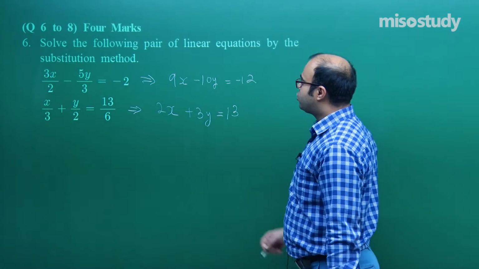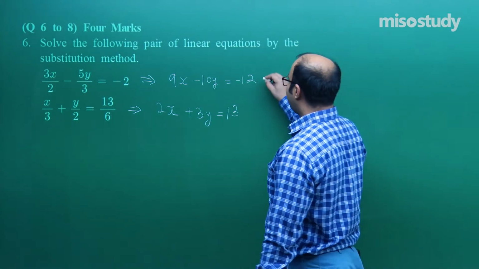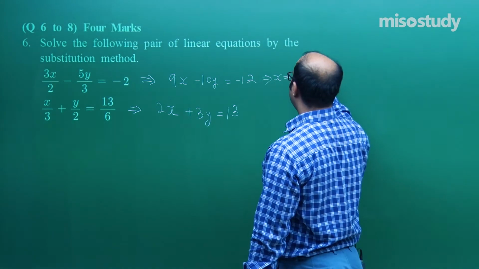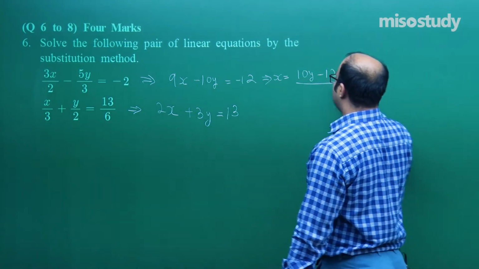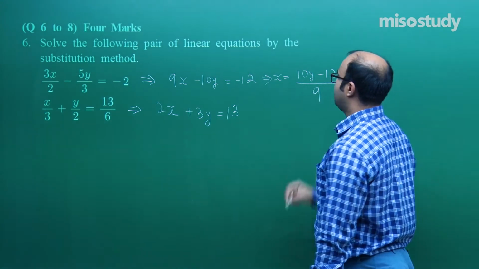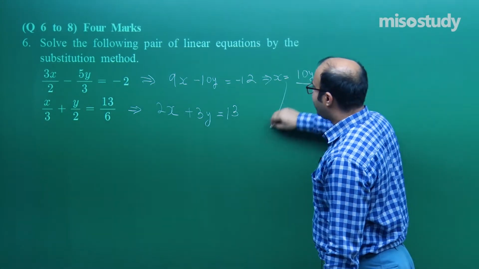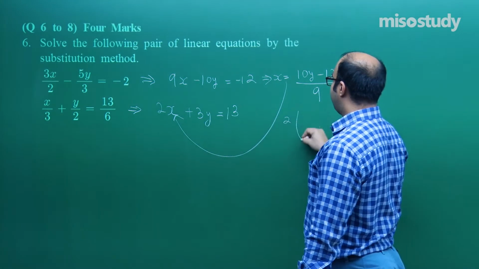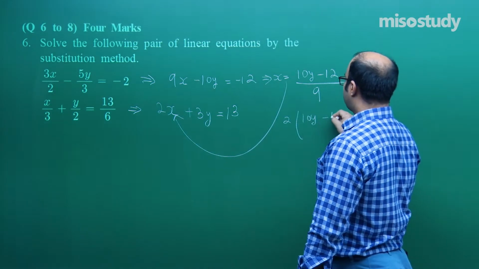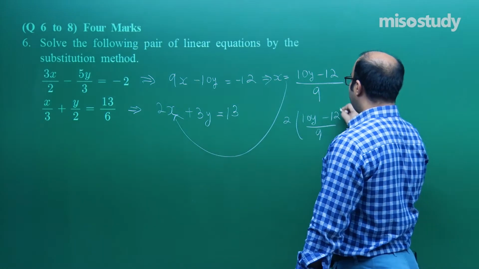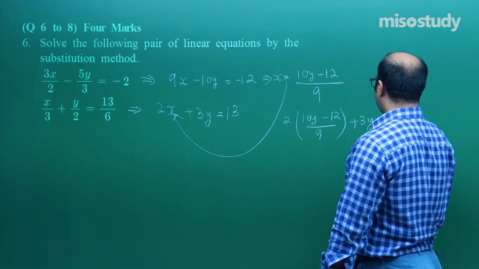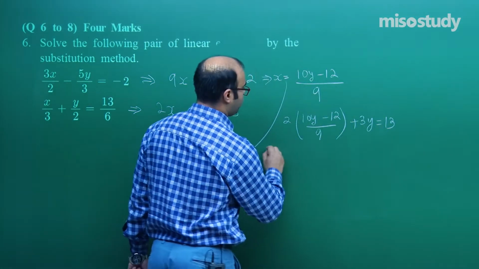Now we have to solve these 2 equations by substitution. So let us take from here x is equal to (10y minus 12) upon 9. Okay students, let us put this x value here in this. So what do we get? Twice of (10y minus 12) upon 9, that is 2x, plus 3y is equal to 13. So now we are going to solve this.